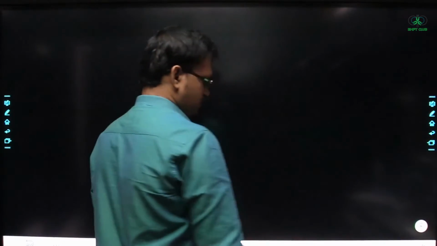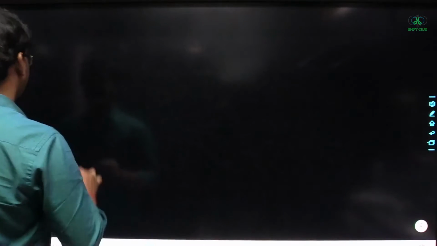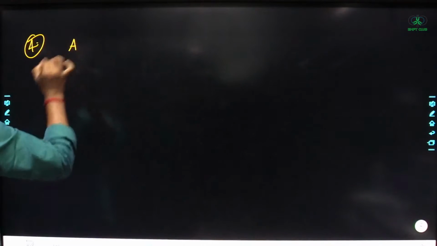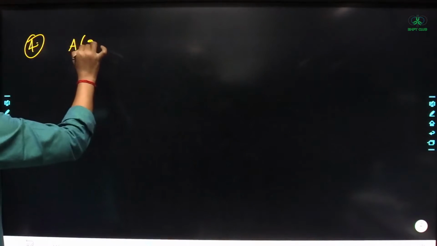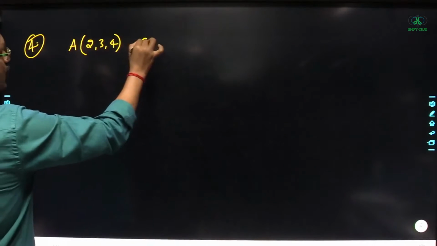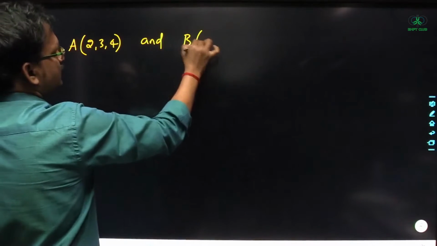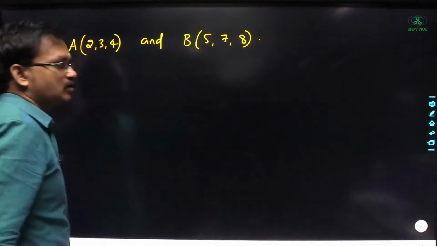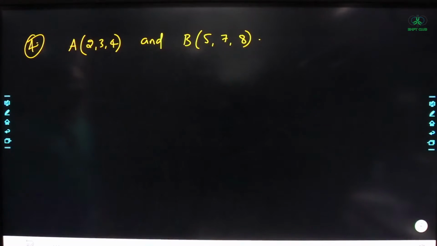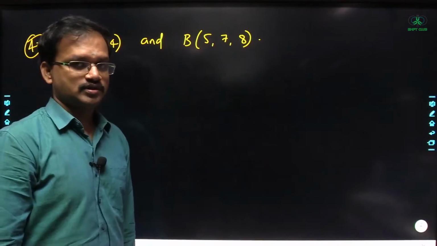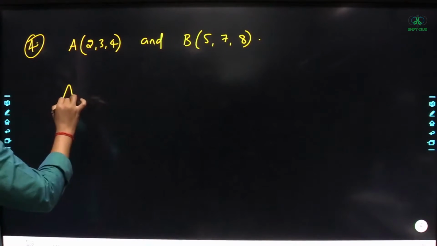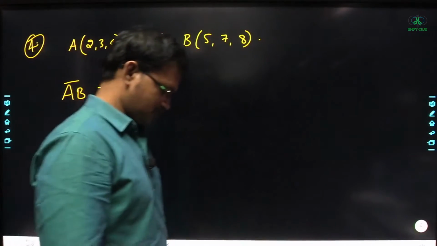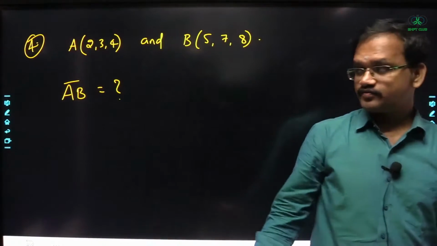Okay. So next problem. Let us say I have given a point A as 2 comma 3 comma 4 and point B as 5 comma 7 comma 8, right? And if I ask you to determine AB bar, how can you determine it here? It is a very simple question, isn't it?